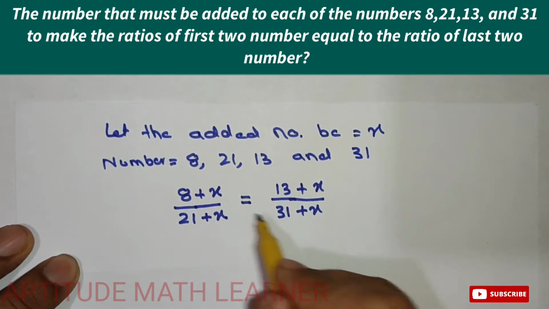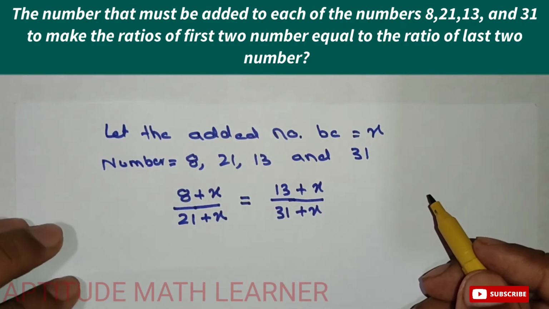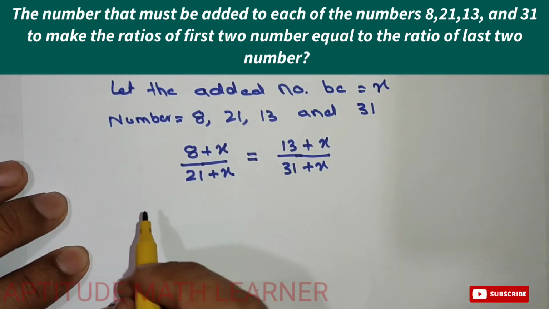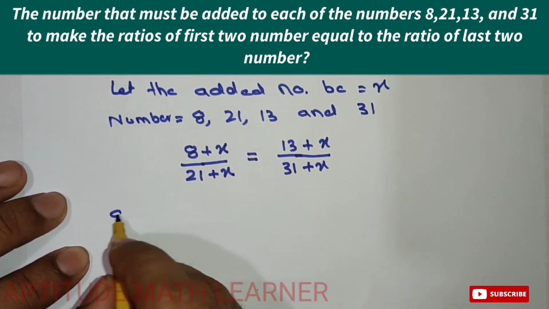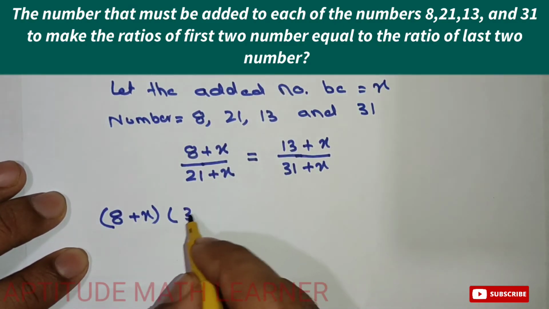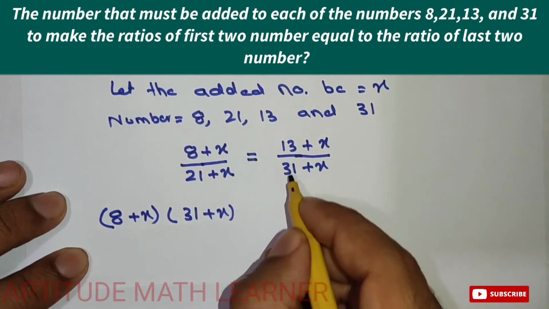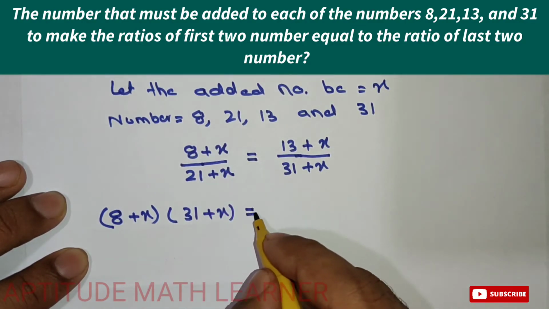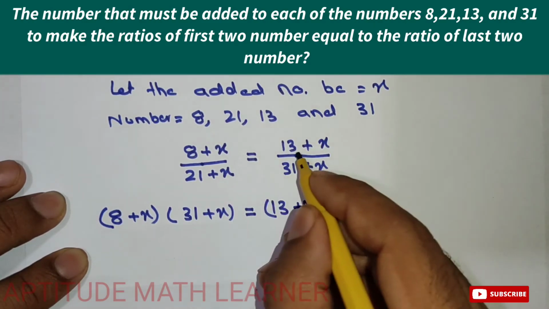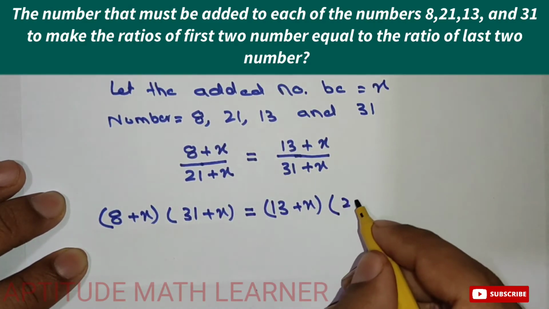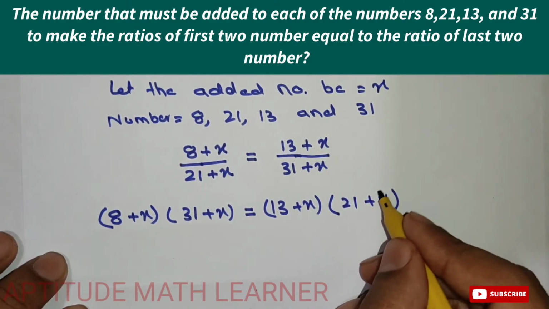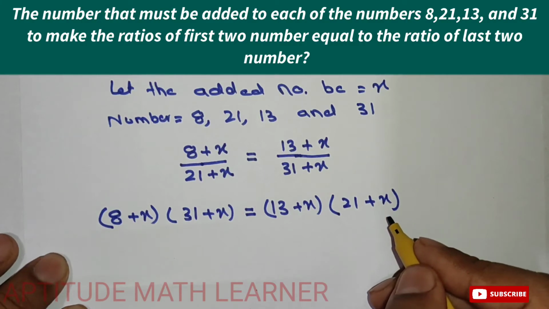So here we cross multiply. This becomes 8 plus x, cross multiplying, 31 plus x. So this has been cross multiplied is equal to 13 plus x multiplied by the above 21 plus x. So now we have to find out this x.